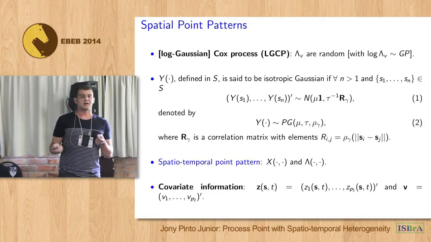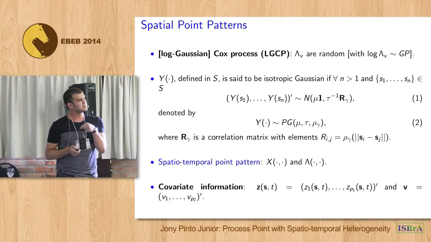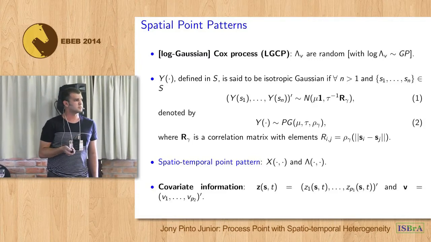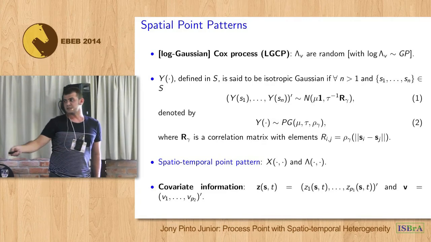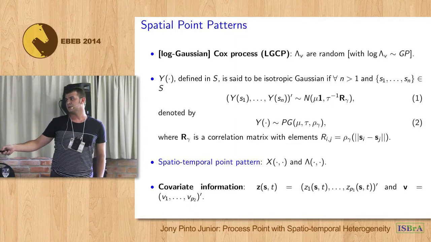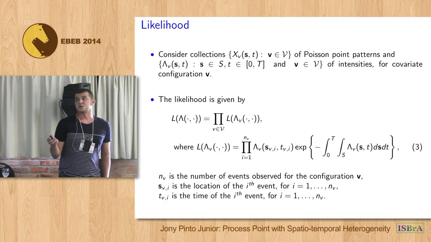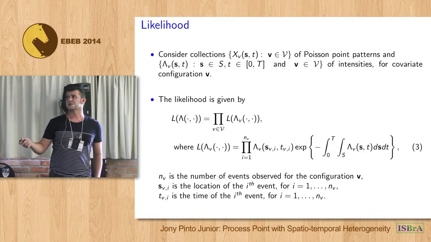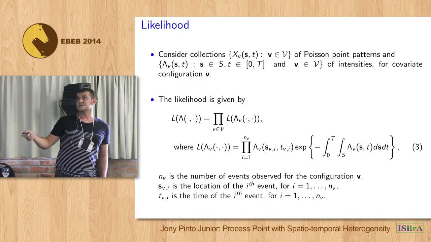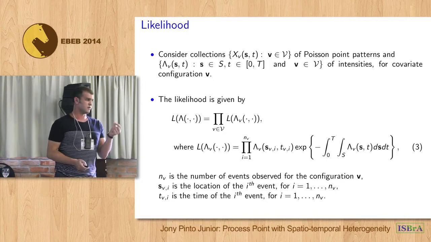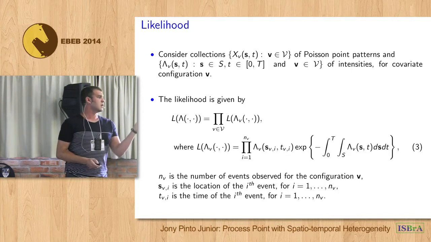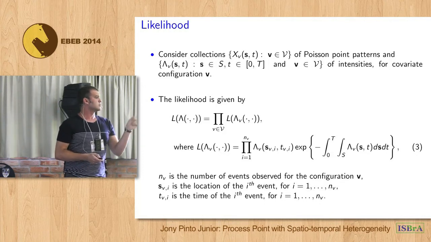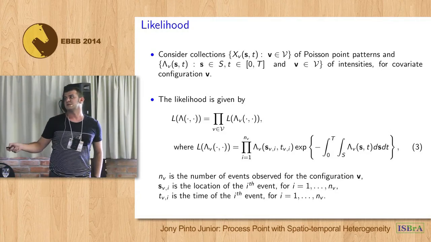Suppose now the point pattern is indexed by S and T, meaning space and time, with the intensity function also indexed by S and T. This is a spatial-temporal point pattern, and it's the object of our study. Reminding you, in our context, we have spatial covariates and unit-specific covariates. So, to define the likelihood of our model, we have to consider collections of Poisson point patterns and intensity functions indexed by V, where V is a configuration of unit-specific covariates. For example, if we have gender, male and female, and marital status, married and non-married, the space with all configurations is going to be male married, female married, male non-married, and female non-married. And the likelihood in this scenario is given by the expression in 3.